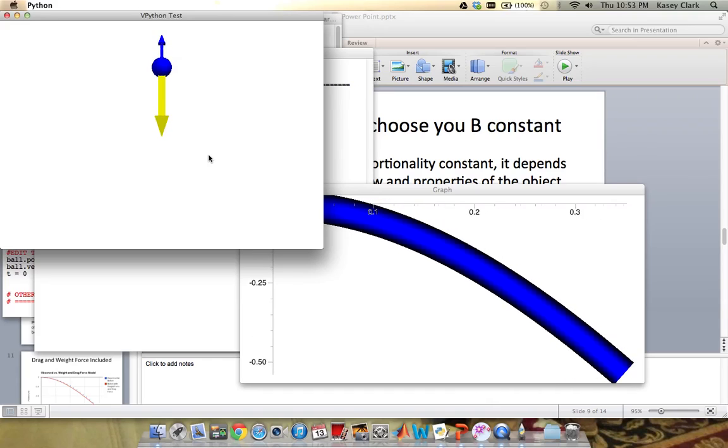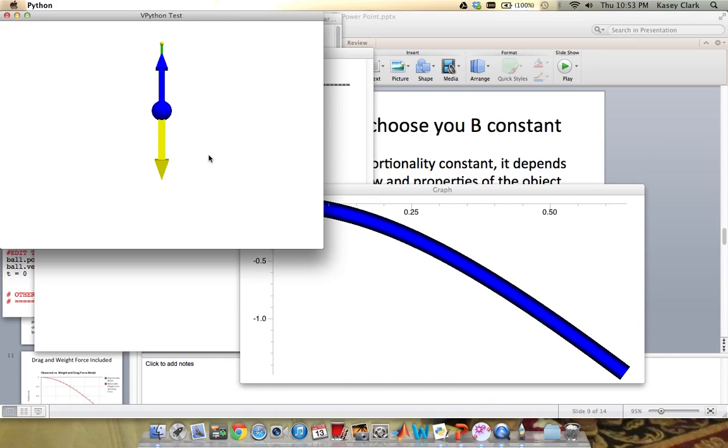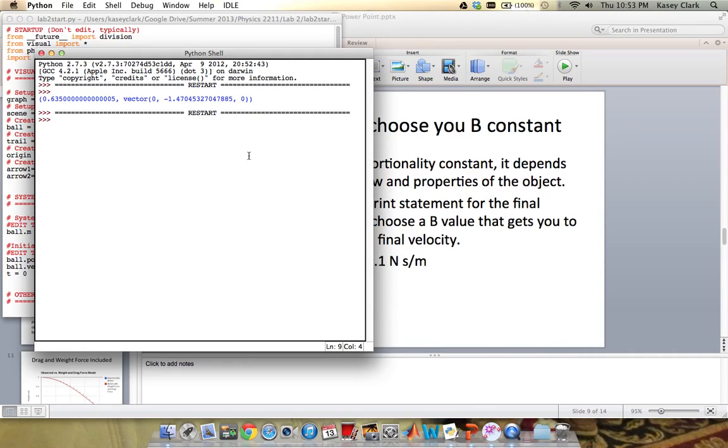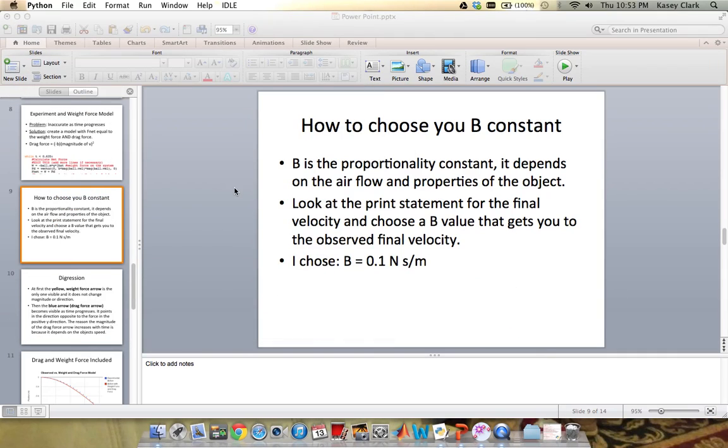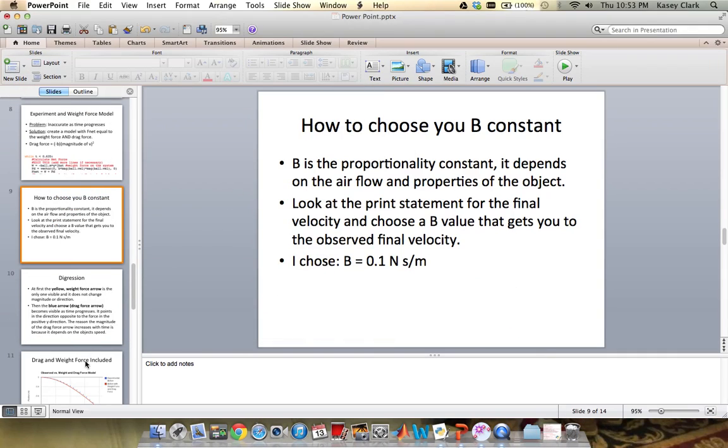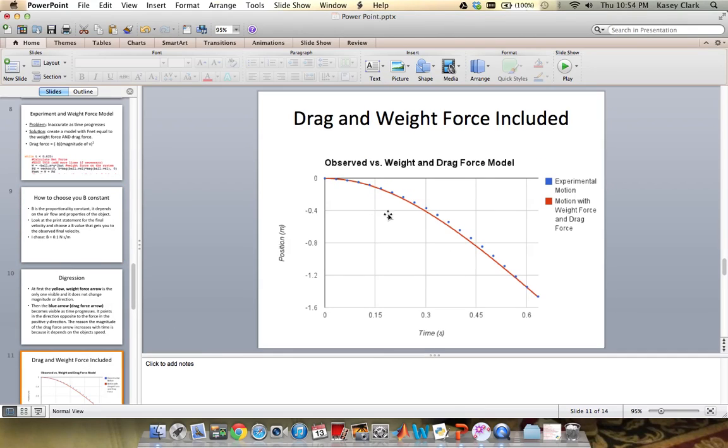At first, the yellow weight force arrow is the only visible arrow, but as the velocity increases, the blue drag force arrow becomes larger. Also, as you can see, the graph was a pretty relative match. And this is a graph of the observed motion and the motion that included the weight and the drag force. It's much more accurate, but as time progresses, the slope becomes more constant right here.